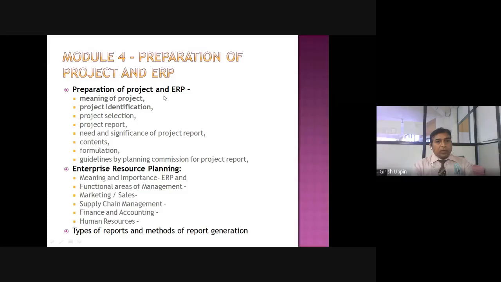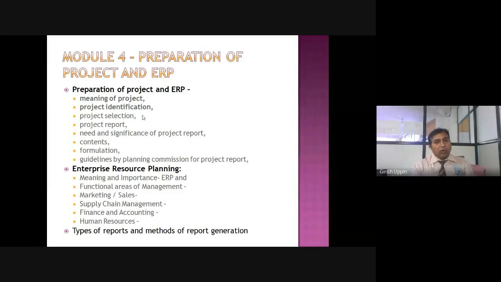Preparation of project and ERP. We'll understand the meaning of a project. In the previous sessions, we talked about idea generation, or the identification of the opportunity. Then the next phase is the project. So we will understand what a project is, how to identify a project, and once you identify multiple projects, how to do the project selection.